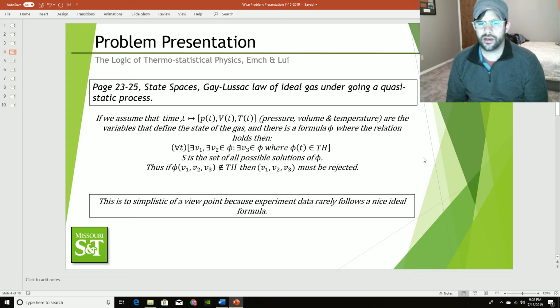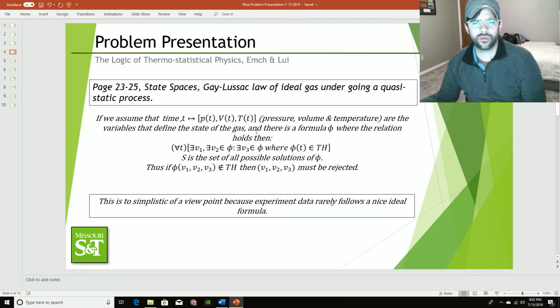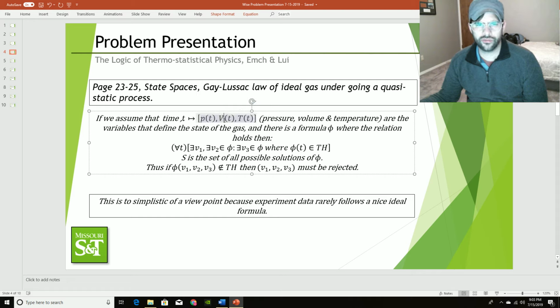But it also talks about what happens if you have too simplistic a viewpoint. And so with this proof I wanted to kind of show that. So if we assume that time, t, holds and it is variant with these three related variables, which is pressure, volume, and temperature, right? And all these are variables that define the state of the gas at any given t, right?